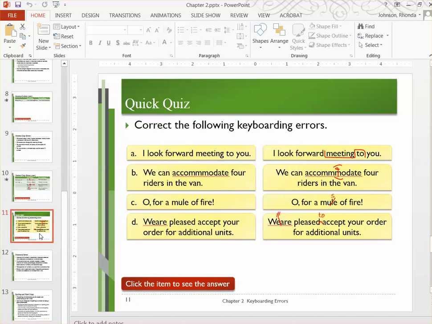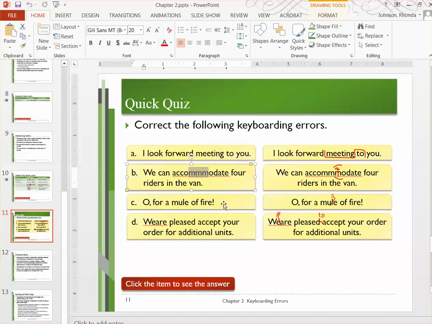All right, for the next slide, we'll talk about a little bit of a quiz and to correct the following keyboarding errors. So I look forward to meeting you would be I look forward, and so we're using that original symbol that we were going to use for transposition. I look forward to meeting you. We can accommodate 4 riders in the van, and I don't believe the word accommodate should have 3 M's right in the middle of it. 2 is plenty, so we're going to use the symbol to get rid of one of the M's and then the horizontal kind of parentheses to close up the space.